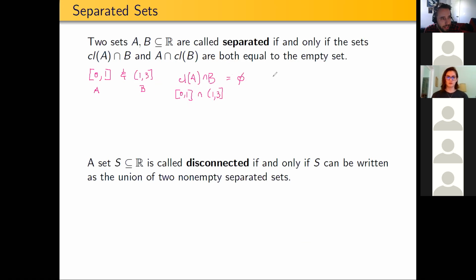Okay, at the same time though, let's check A intersect the closure of B. Well, A, that was the set 0 to 1. And the closure of B, that's going to be the closure of this half open interval, 1 to 3. And that is just going to be the closed interval, 1 to 3. So the closure of the half open interval 1 to 3 is the fully closed interval 1 to 3. And so A intersect the closure of B is the intersection of those two. And we notice that actually has some intersection.